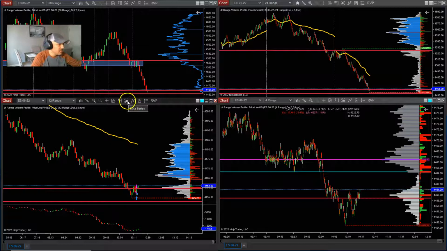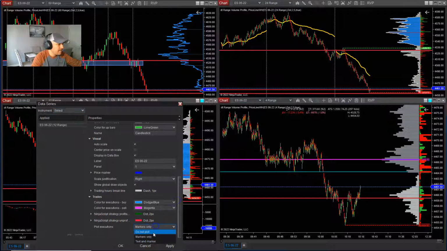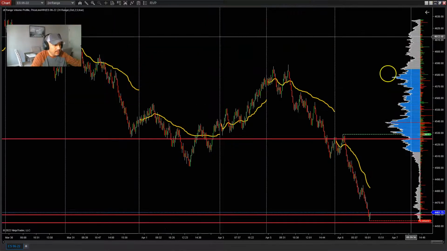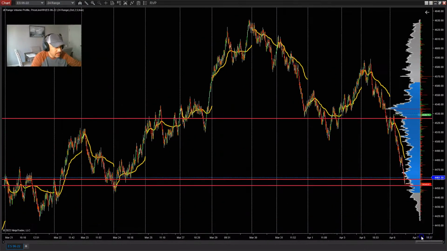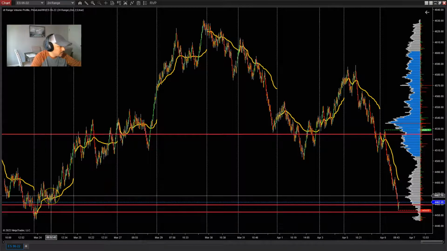Let me take these markers off. I don't like to see them while I'm trading. Okay, I'm going to look over the 24 range and see what we've got going on here.